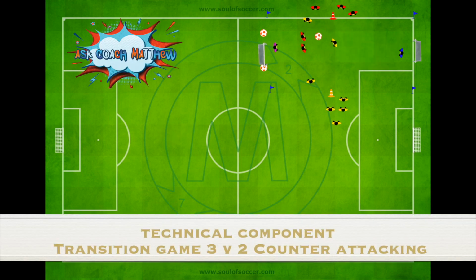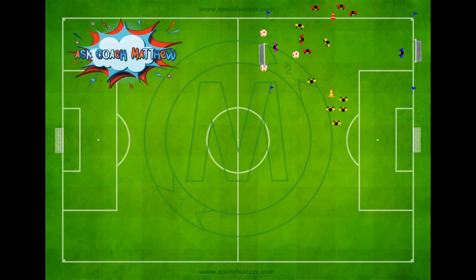The third technical component is a transition game, 3v2 counterattack. The field setup is a 30 by 40 field. We've marked the corner flags with the blue, and the 2 goals are in the middle. The orange cone is in the midway line and the yellow cone is in the midway line, so there are 20 meters between the flags.